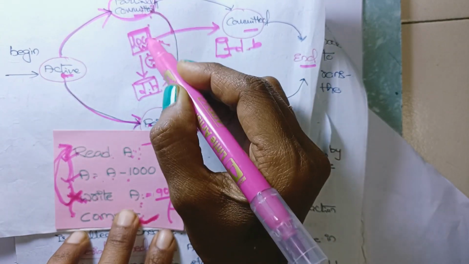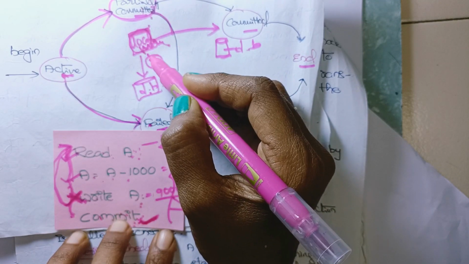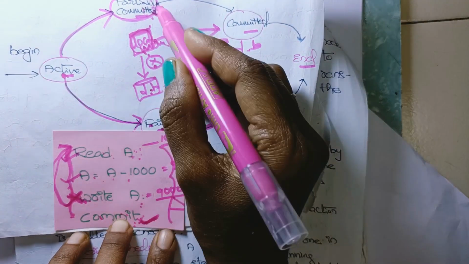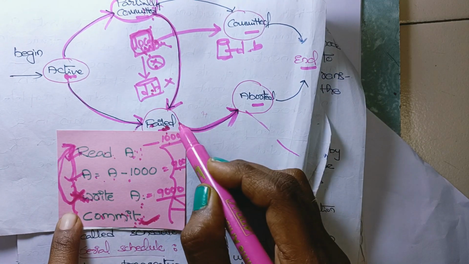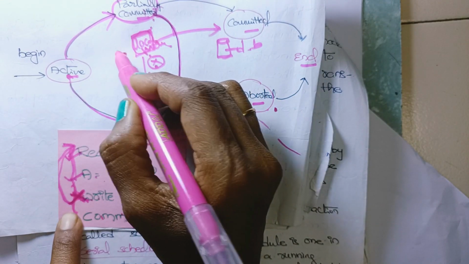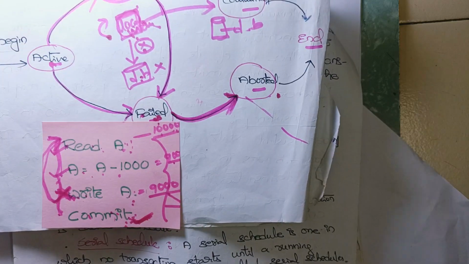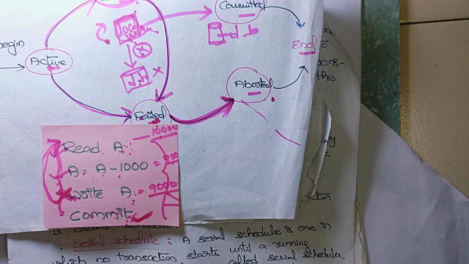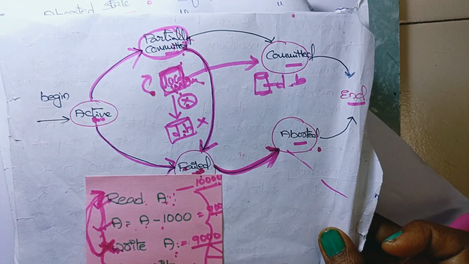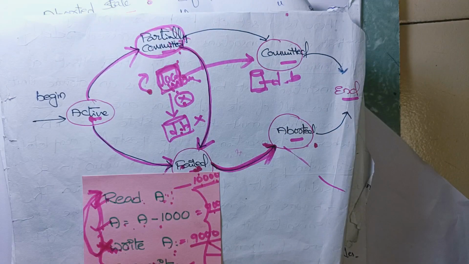After the partially committed state, the changes are made in the local memory, but if any failure occurs while making the permanent changes in the database, the transaction will go from partially committed to failed state. Again from failed it will go to aborted. Whatever changes were made in the local memory will be rolled back. Rolled back means whatever changes were made will be undone on the database. The process of undoing changes to a database is nothing but a rollback.